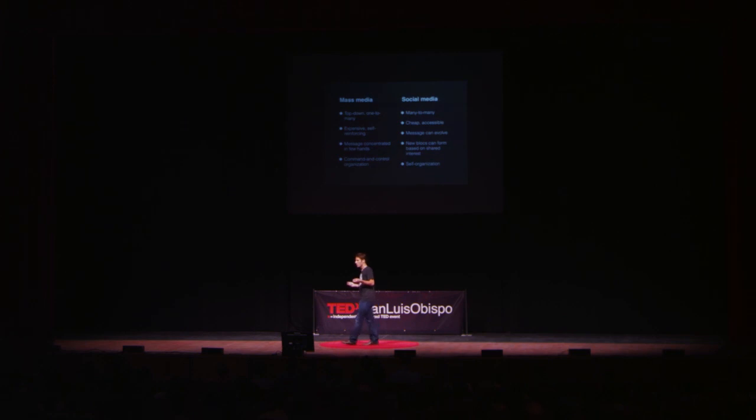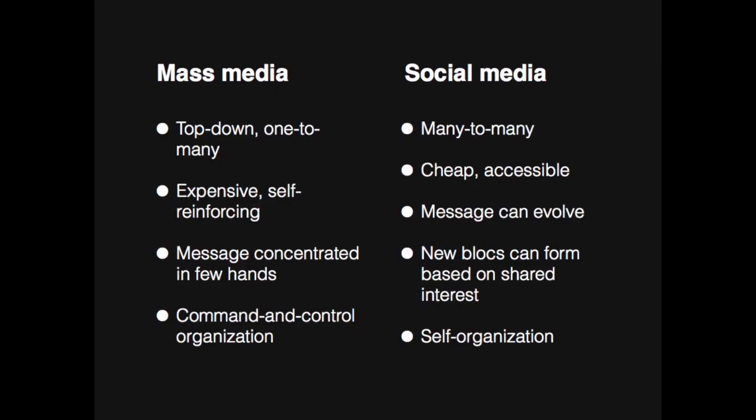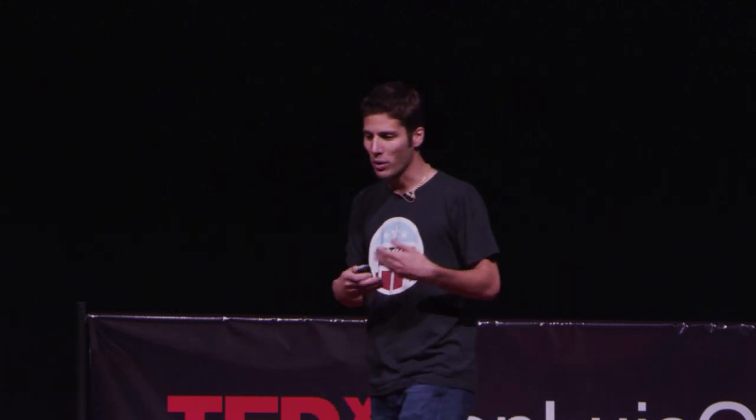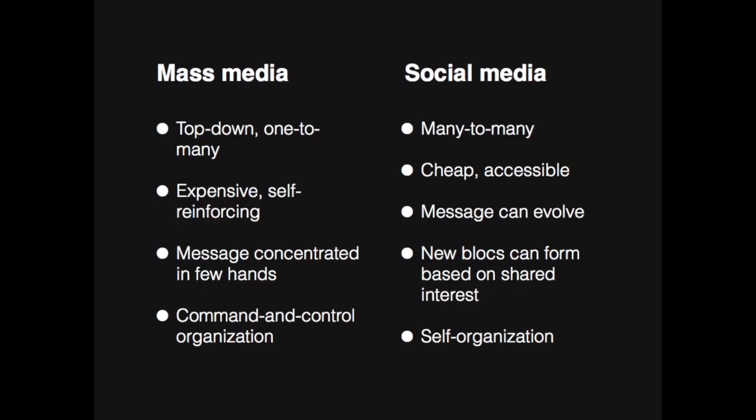So let's go through. What do we have in mass media? It's top-down, it's one-to-many. So a few people control the message. It's expensive and self-reinforcing, mass media is. If you get the money and you spend a lot, that tends to build on itself. It self-reinforces the people already in power. And it's basically set up to be a command and control type of organization.